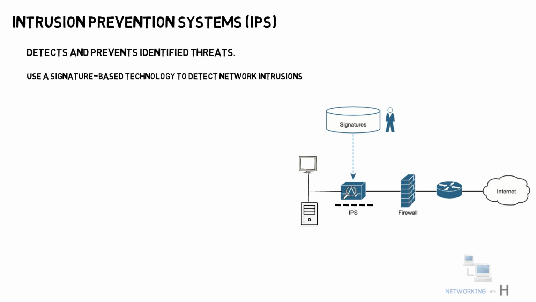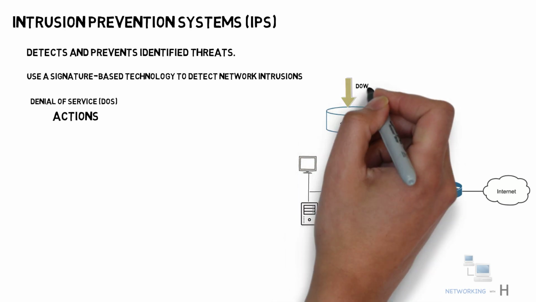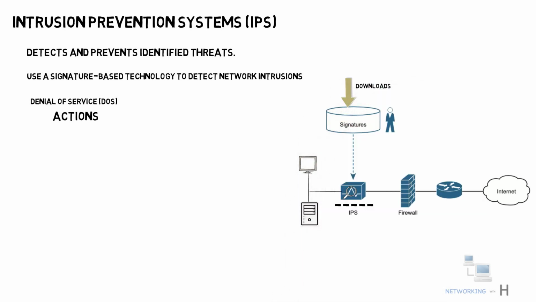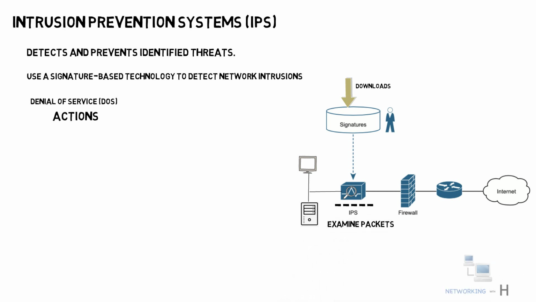They use signatures to detect known types of attack, such as denial of service attacks, and respond with action that you define. The IPS first downloads a database of exploit signatures. Then the IPS can examine packets, compare them to the known exploit signature, and notice when a packet may be part of a known exploit. Once identified, the IPS can log the event, discard packets, or even redirect the packets to another security application for further examination.